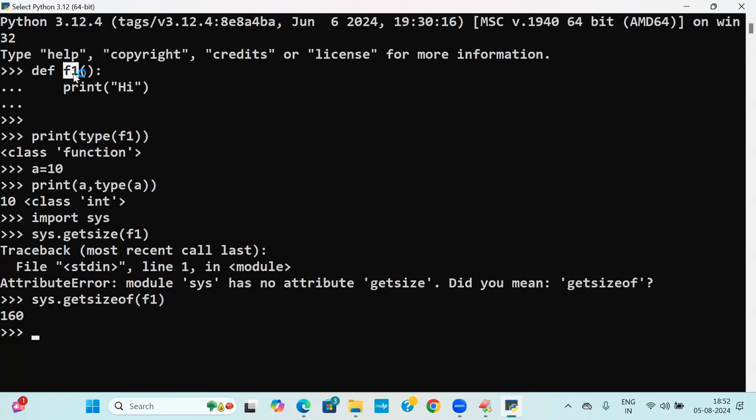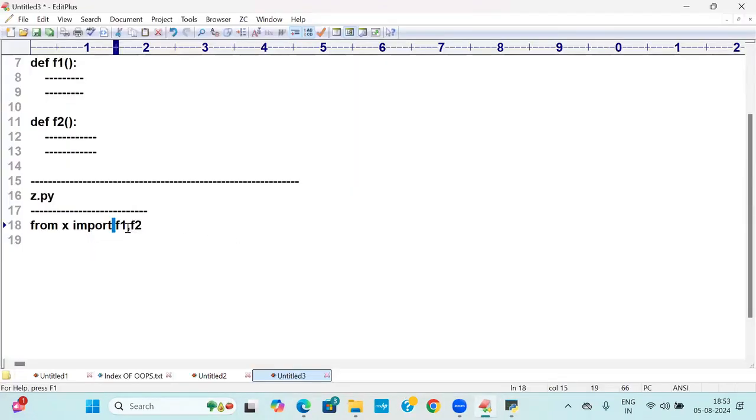A function name. Every function name is called what? Object. Of which class? I am measuring that object, the function name. The function name is an object. Taking what? 160 bytes of memory space. That is measuring the memory space of an object. So whenever I import F1 and F2 in Z, definitely it will take memory space.